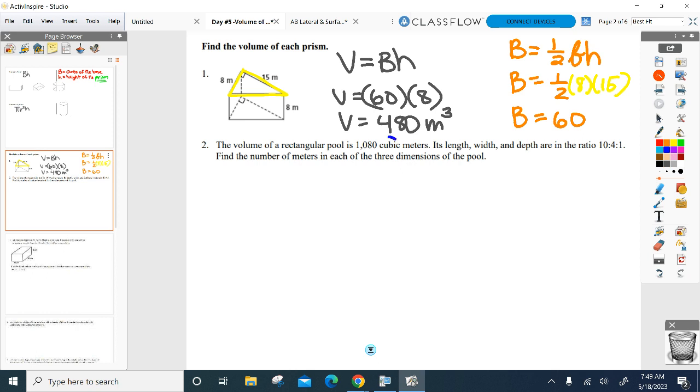Do me a favor and circle cubic meters for me. Now, I already said it's the volume, so there's no guessing game. But if I take that word volume out, that also tells you we're talking about volume, the fact that that's cubic meters. So if I take the word volume out, I know that 1080 is still volume because of cubic meters. Length, width, and depth are in a ratio.